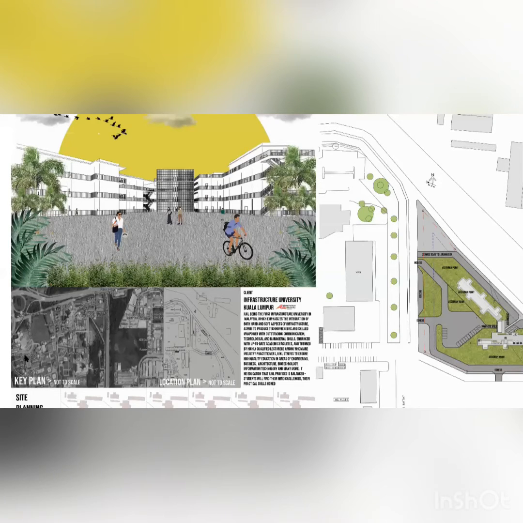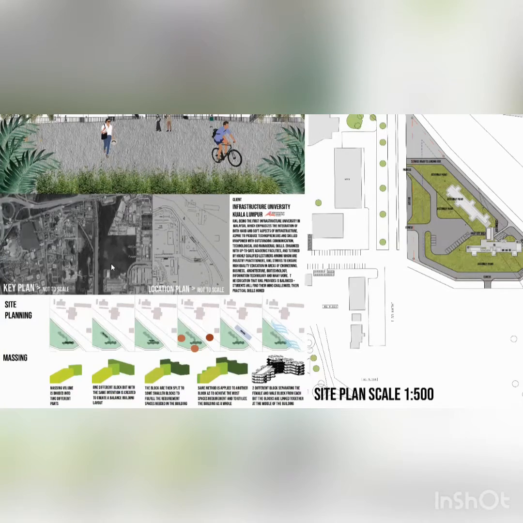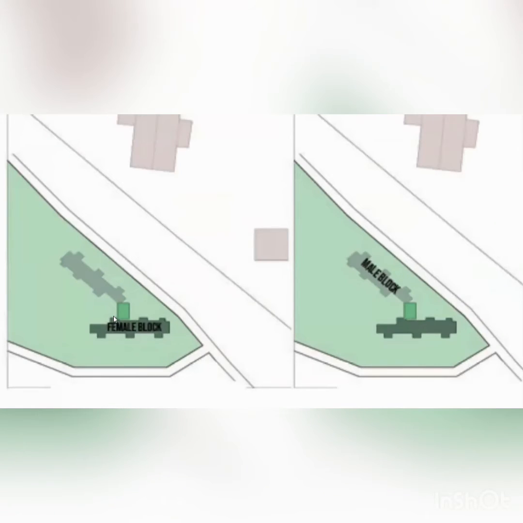Next, I will start with my site planning. For the site planning, the first diagram shows that the female block is located that way. Why do I want to implement this orientation for the female block? It is because I think it is crucial for the female block to have a very high level of privacy, compared to the male block. So yeah, that is why the female block is orientated that way.